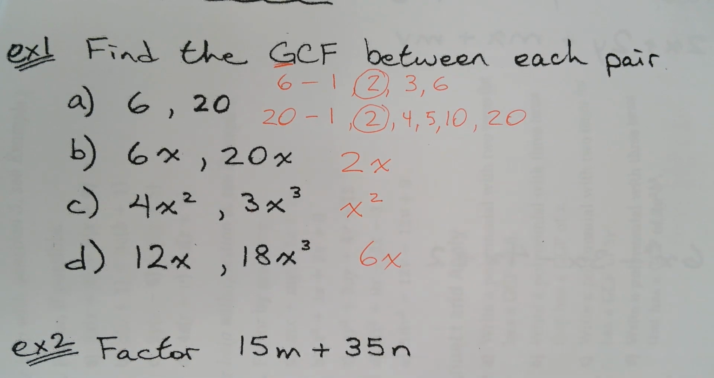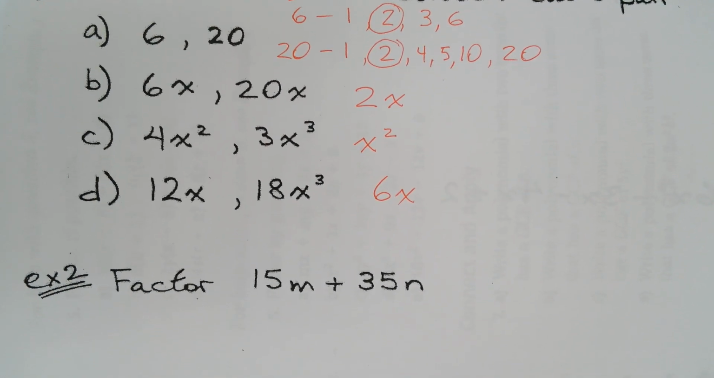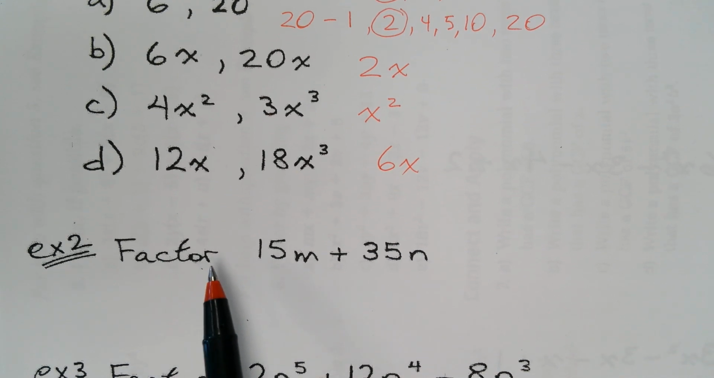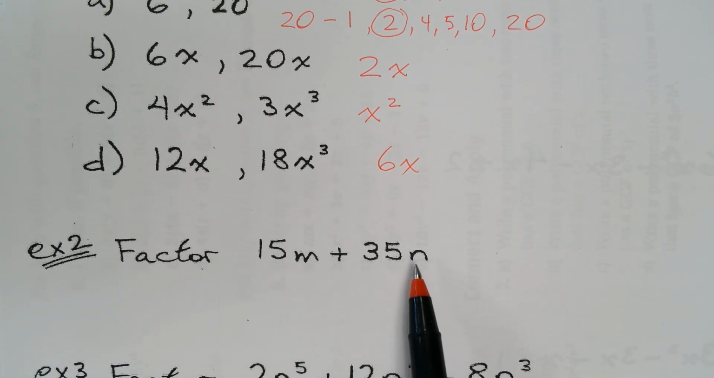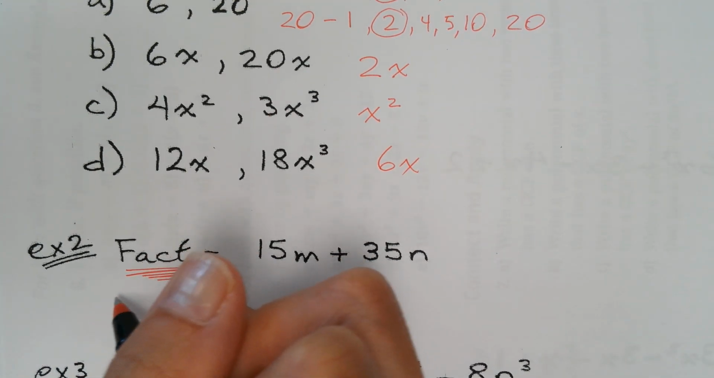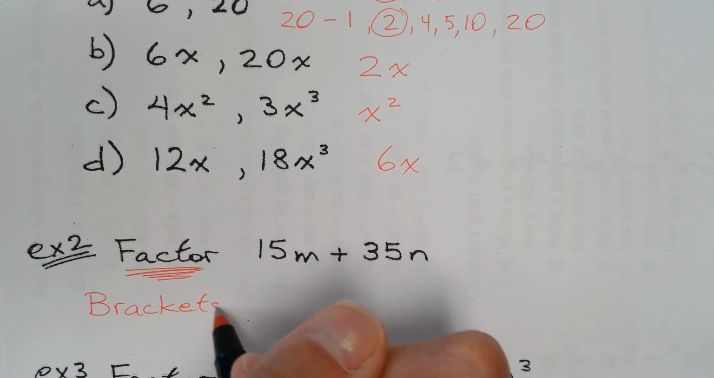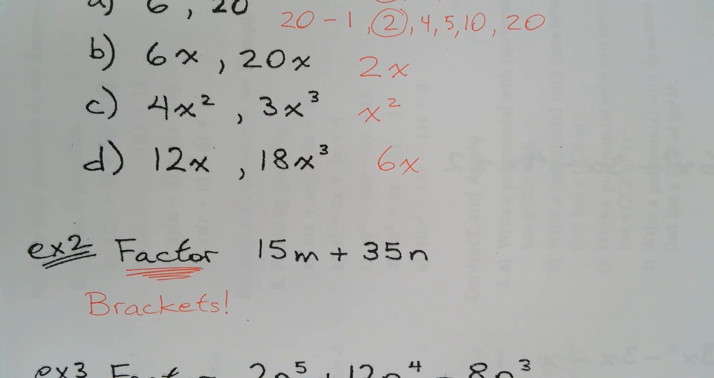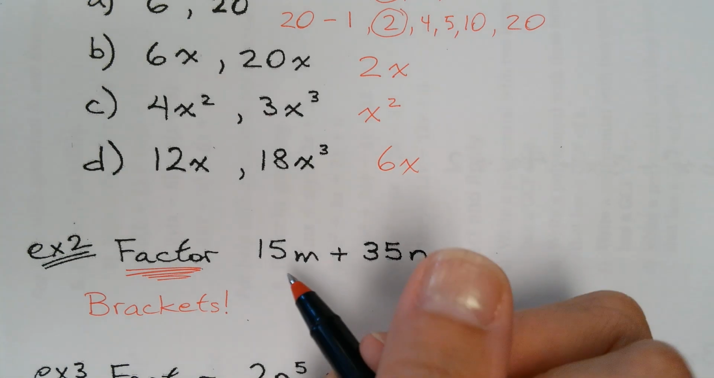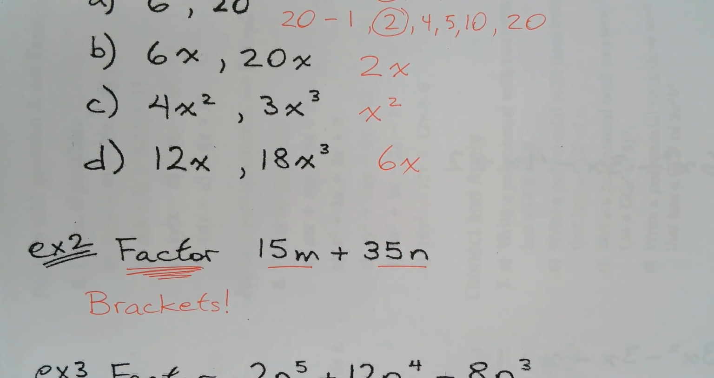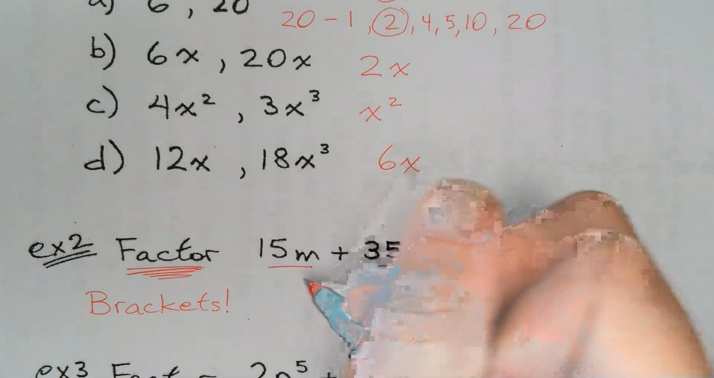Okay. So now that we understand common factors, we can apply it to factoring. So factor 15m plus 35n. Factor means I want brackets in my answer. Factor means I want to see brackets in my final answer. So what is common in each of these terms? I have 2 terms right here. What's common in both terms? Yep, 5. That's right.